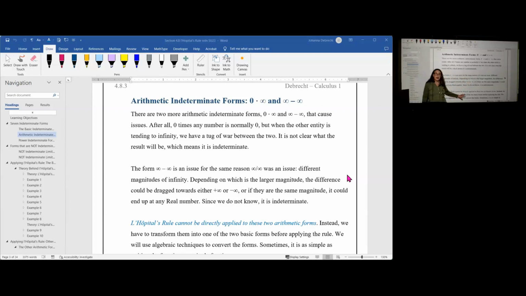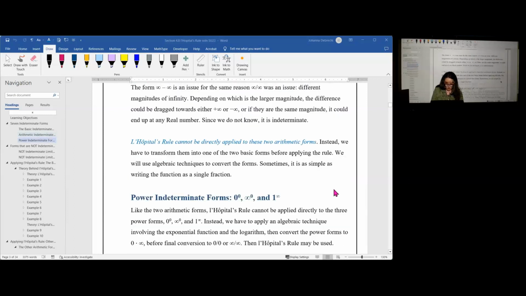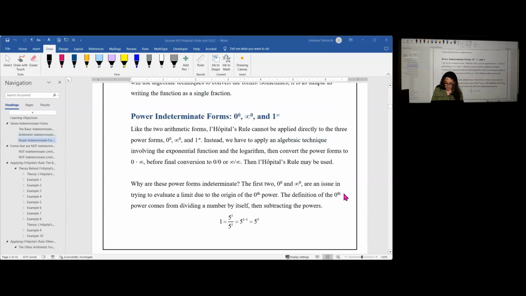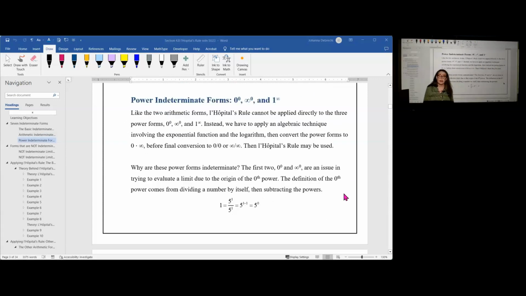L'Hopital's rule cannot be applied directly to 0 times infinity or infinity minus infinity. Instead, we have to convert them to the two basic forms. We'll use some algebraic techniques in order to do that. In fact, sometimes it's just as simple as write it as a single fraction, and that's the algebraic technique.